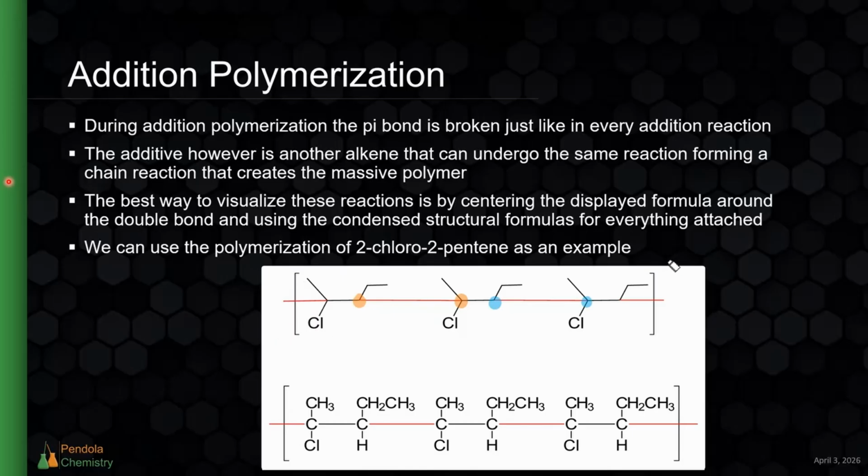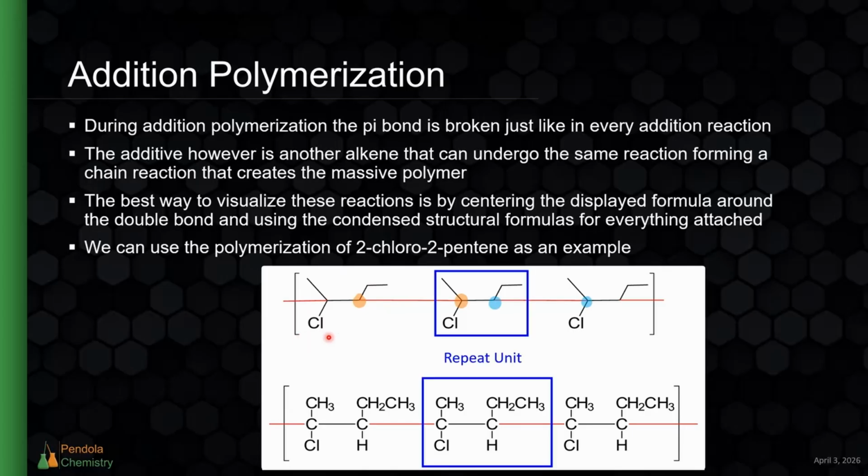We put brackets to show that this is going to keep going over and over again. And then the same thing here. Those double bonds are now single bonds, and we have our connections between what used to be separate molecules that are now the same polymer. So this is showing 3 monomers becoming a polymer. Obviously, it's going to keep going, but we're just showing 3.